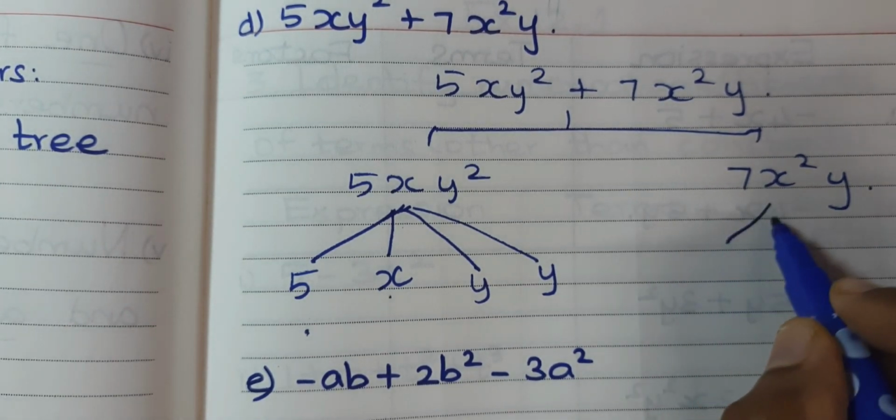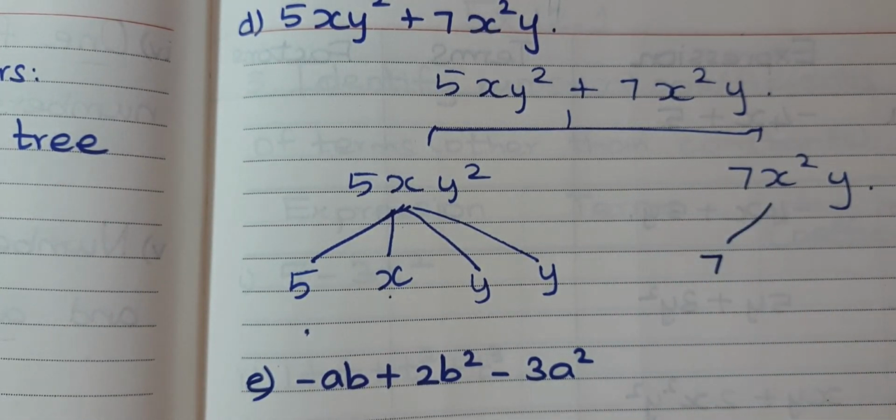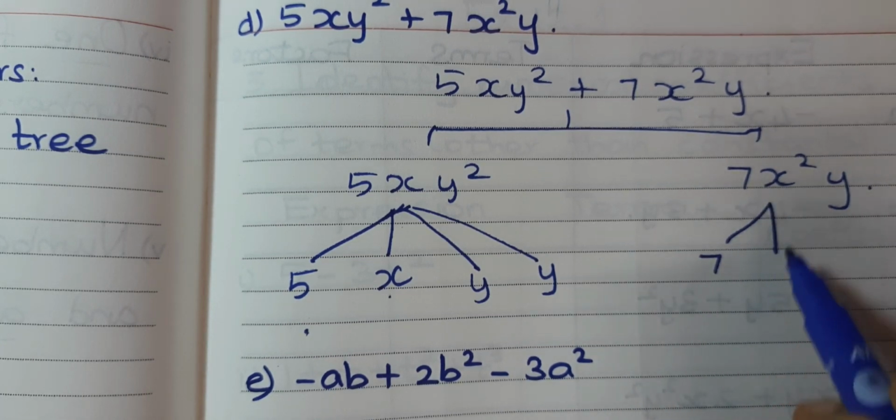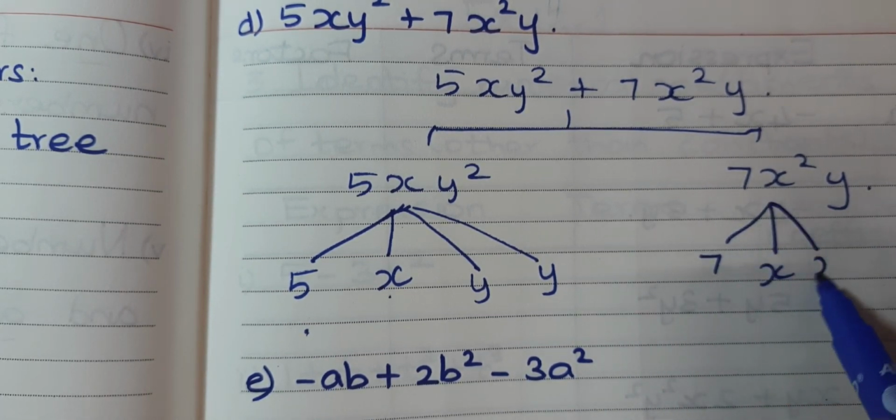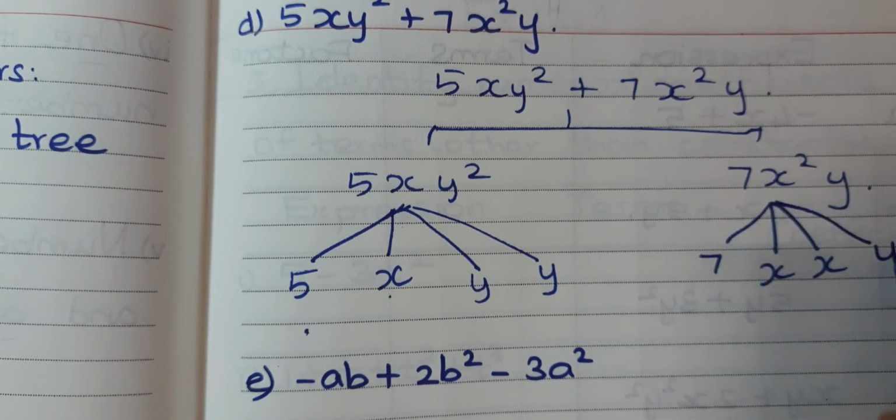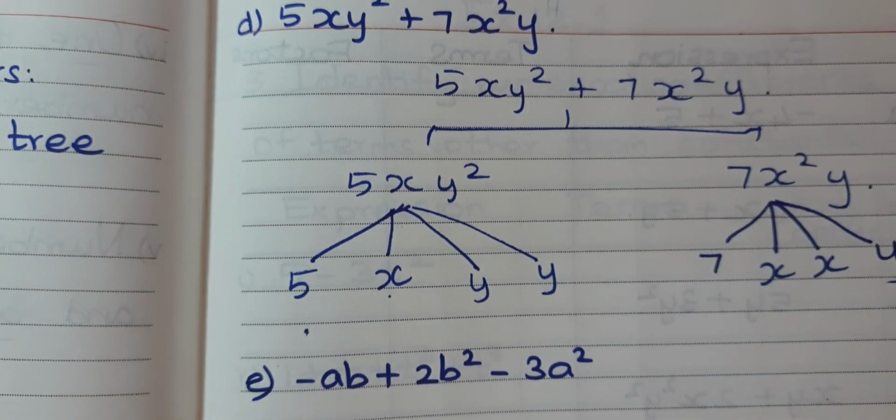Same like this I can split this one. First I am writing the 7. Next x square can be split as x into x, and the remaining I am having is the y term. So 7x square y.